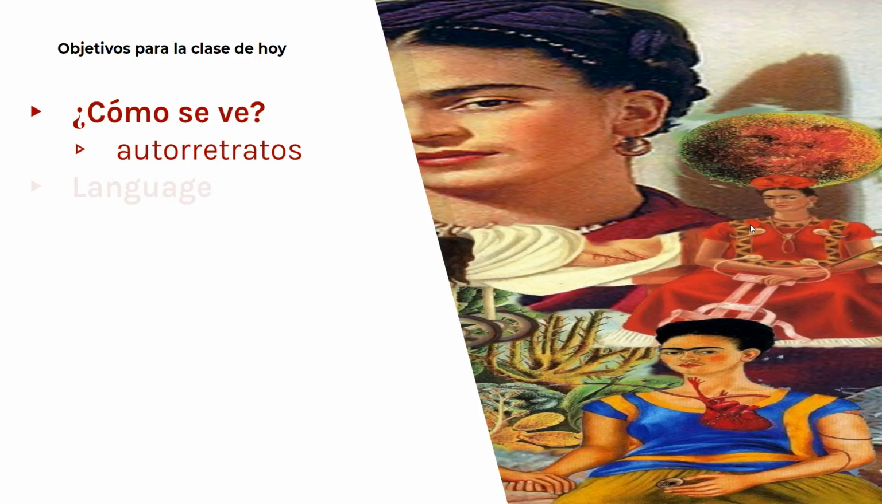Los objetivos para la clase de hoy, we're going to be looking at this question, ¿cómo se ve? How does he look or how does she look? To do that, we are going to be looking at some autorretratos. Auto means self. Retrato is a picture, so self-portraits of some famous artistas latinoamericanos y españoles.